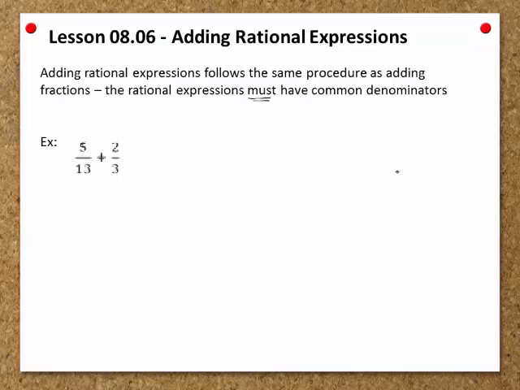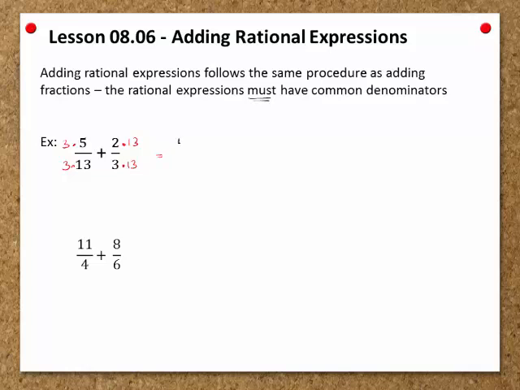So for example, with fractions, if we had 5 over 13 and 2 over 3, I need to come up with a common denominator. 3 and 13 don't have common factors, so I can multiply the two together and get 39. 39 will be my common denominator. So to turn a 3 and a 13 into 39, I multiply by each other, but I cannot multiply the denominator without also multiplying the numerator. This is important because that's the only way that the fraction stays equivalent: you have to multiply the top and the bottom by the same thing.